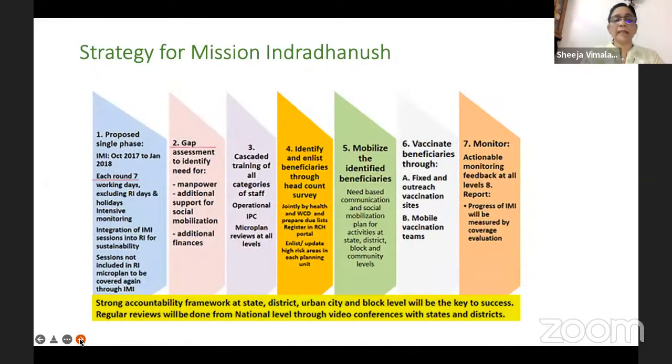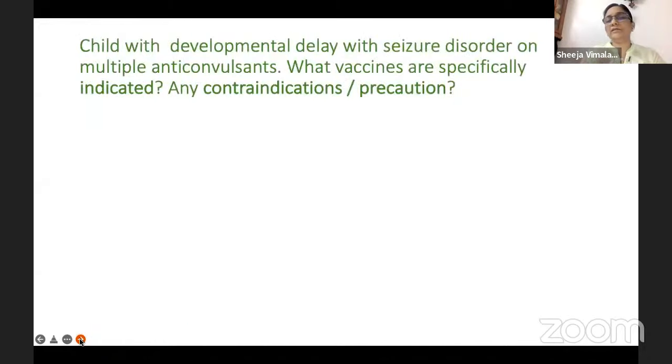You would assess the gap, then provide training for all those who are going to implement the program, and identify the beneficiaries by head count. So you're really going down to the micro planning. And then you're mobilizing the beneficiaries and vaccinating them through fixed centers, outreach centers, and even mobile vaccination teams. And last but not the least, actionable monitoring, that is really looking into where you went wrong and how to improve further in the next round. So those are the strategies for Mission Indradhanush.